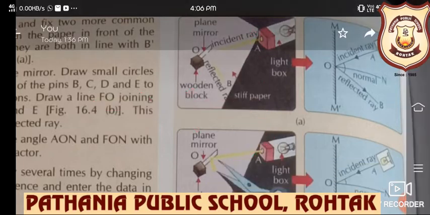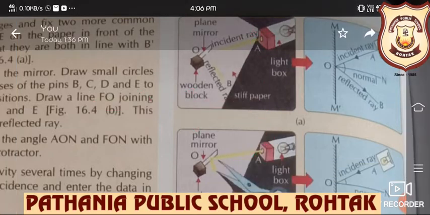Why? Because when a ray of light is incident normally on a plane mirror, it is traveling along the normal to the surface of the mirror. Therefore, the angle of incidence is 0. So, according to the first law, the angle of reflection would also be 0. Thus, the incident ray falling normally on a mirror is reflected back along the same path. You have to take care of this point.